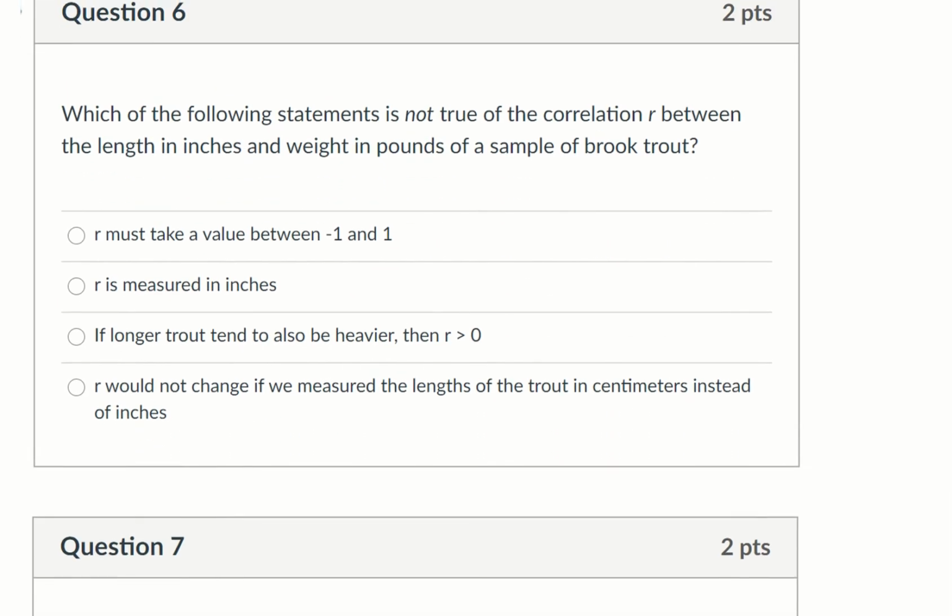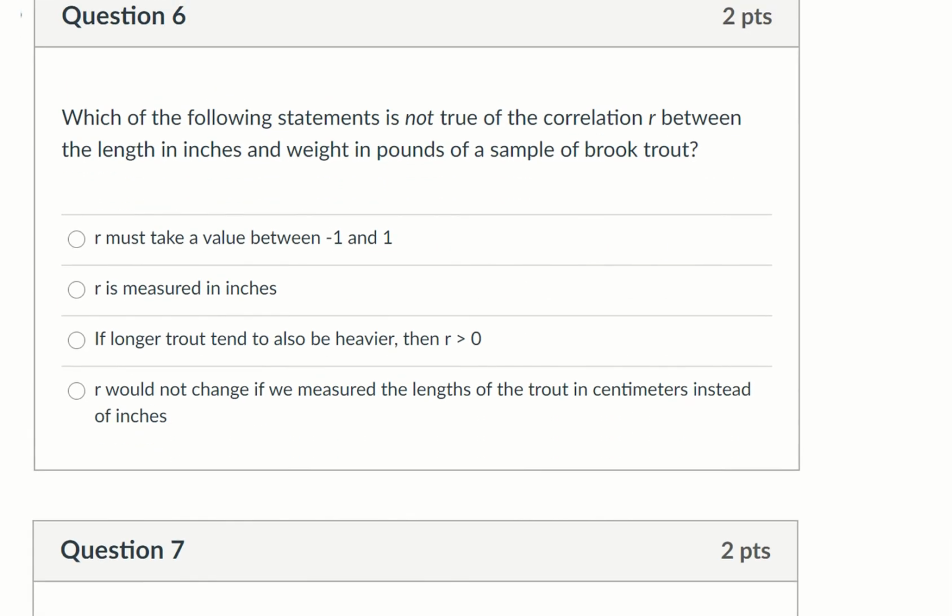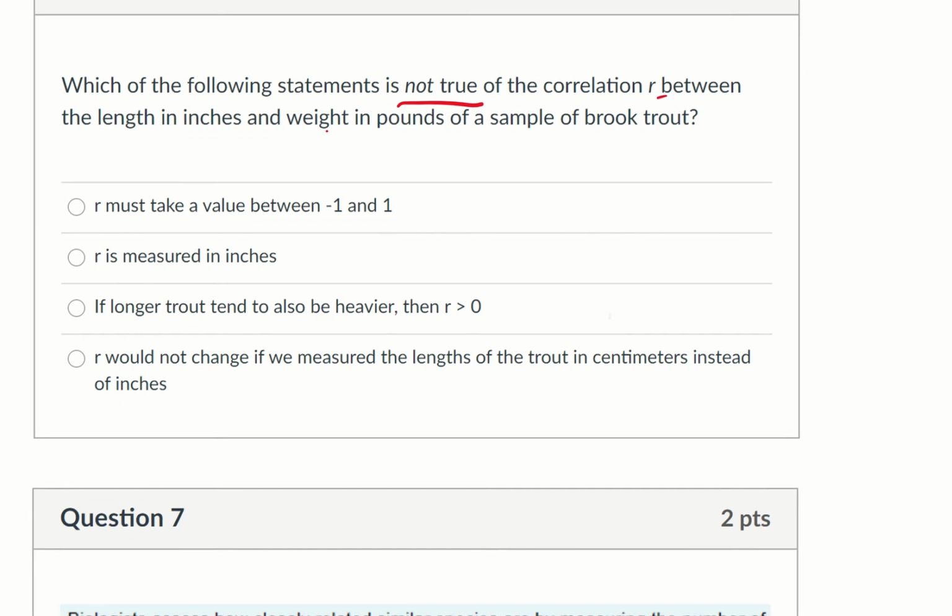All right, so now the next question, which of the following statements is not true of the correlation R between the length in inches and the weight in pounds of a sample of brook trout? So, not true. And remember, correlation indicates there's a relationship between those two variables. And remember that R has to be between -1 and 1, right? And it could be equal to -1 or 0 or positive 1. So here R must take a value between -1 and 1. So that's true. So therefore, that's not the answer.